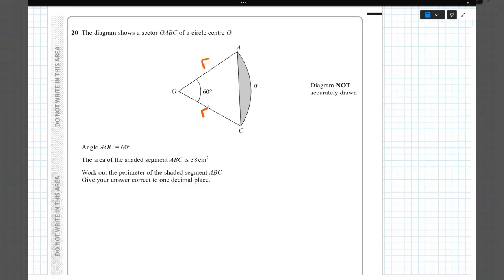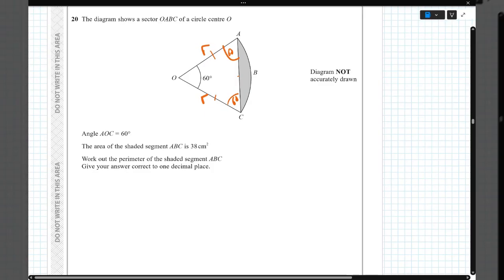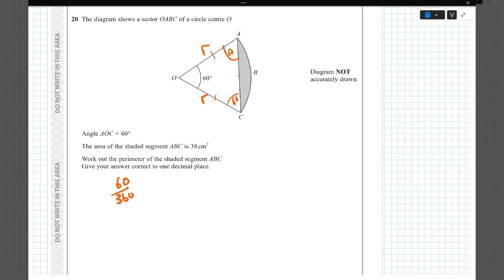This is nice, because that's the same, that's the same, so that's the same. So that's 60, that's 60. So that's a little bit of work done for us. In order to find the area of the segment, it's 60 over 360. Sorry, the area of the sector. Times by pi r squared.